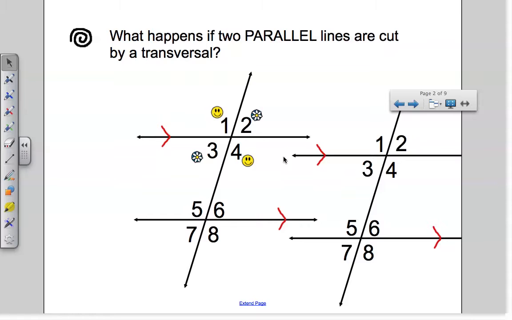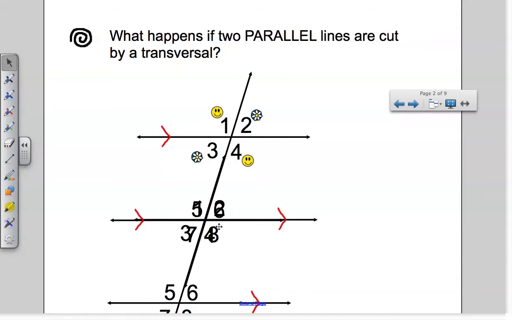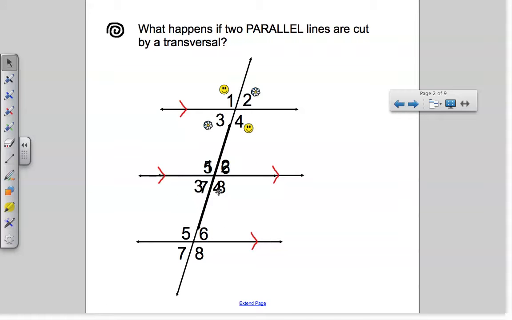Now, I want to see if 1, 2, 3, and 4, which I copied here, are the same or congruent to 5, 6, 7, and 8. So I'm going to drag this over and take a look. They definitely match up, exactly coinciding. 1 is coinciding with 5. 2 is coinciding with 6. You can see the overlap of those numbers. 3 with 7, 4 with 8. So it is kind of neat. We have all these angles duplicated here.